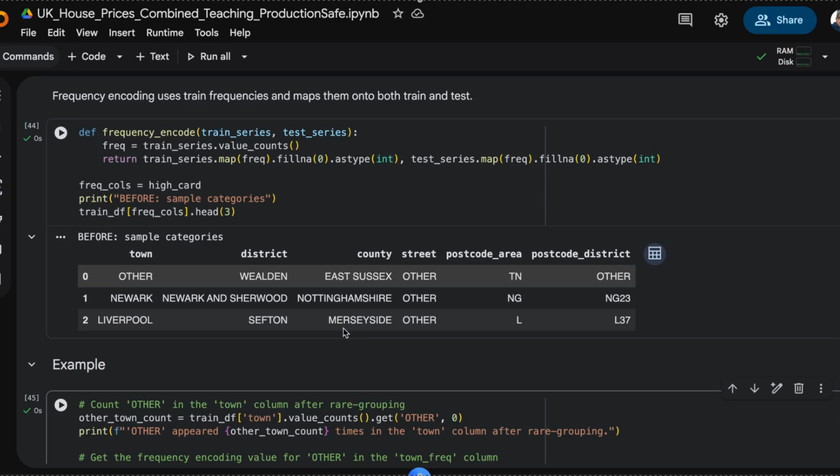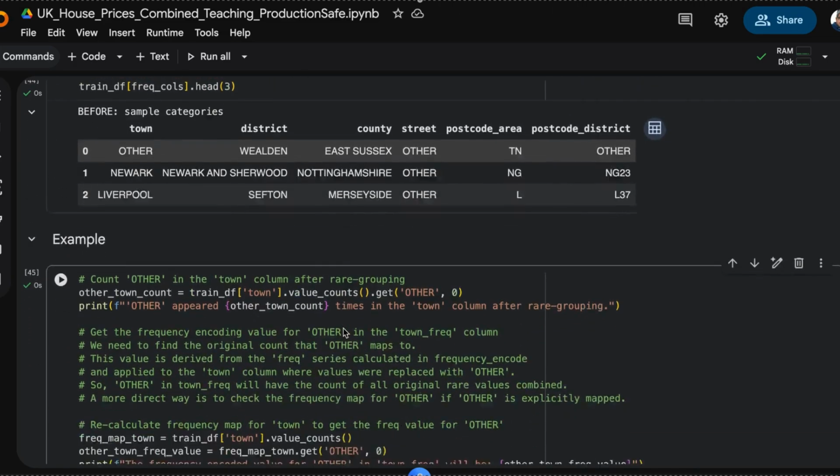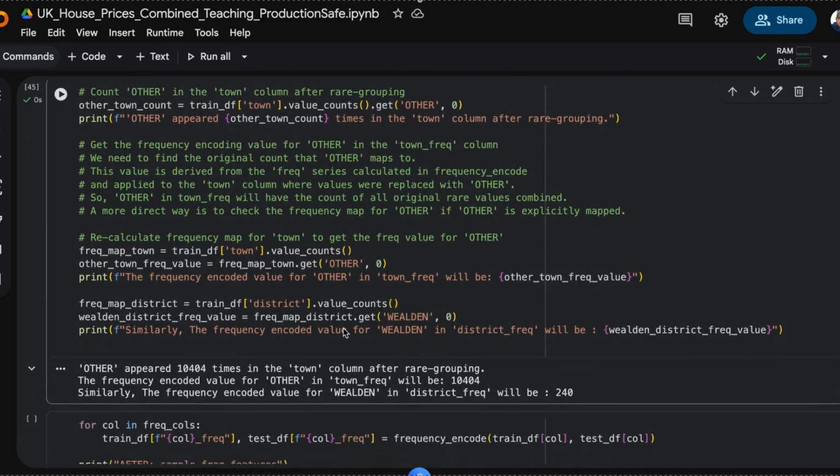Frequency often captures important structural information. In housing data, popular towns tend to have many transactions. Major districts may behave differently than small ones. Frequency encoding indirectly captures market activity level, density, and regional importance. It reduces high cardinality categories into a single numerical column that is computationally efficient.